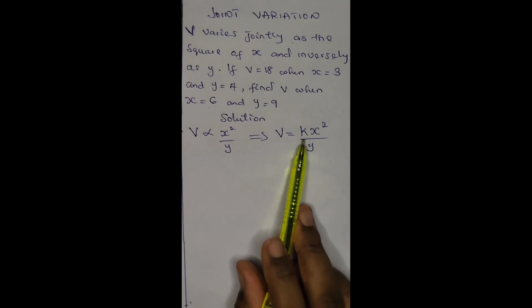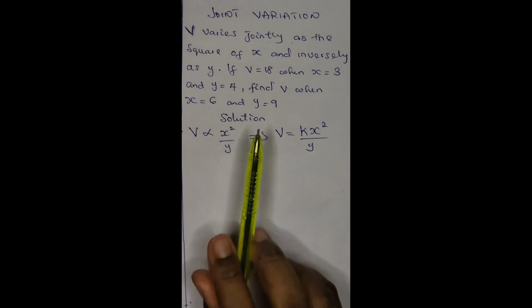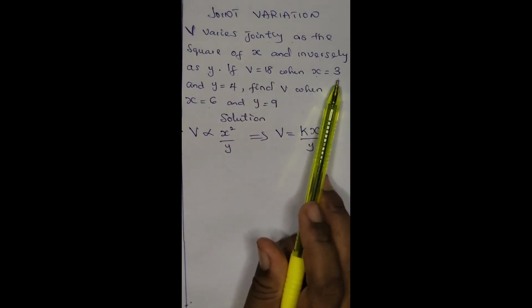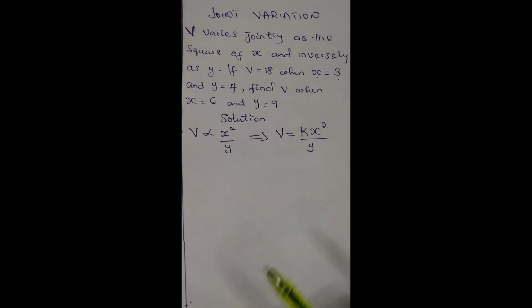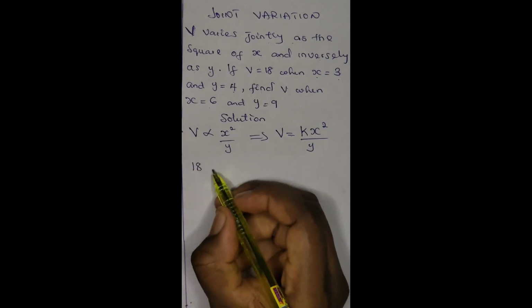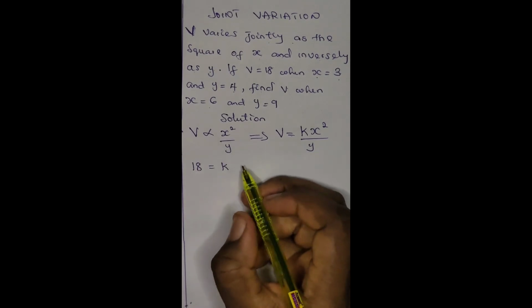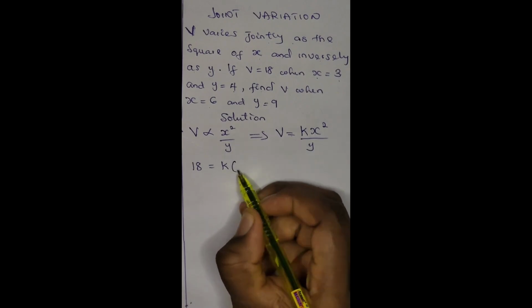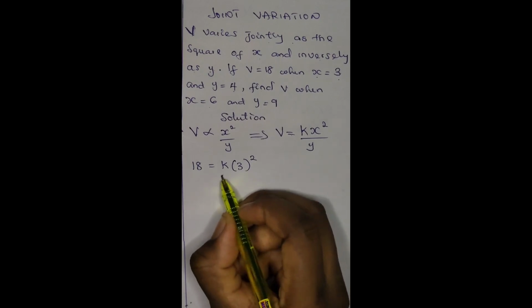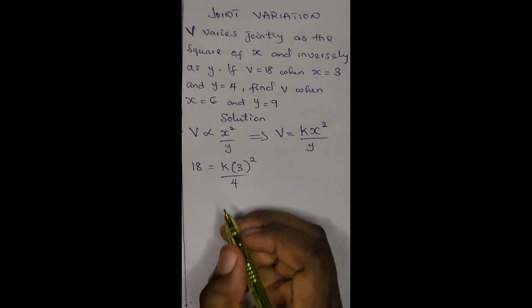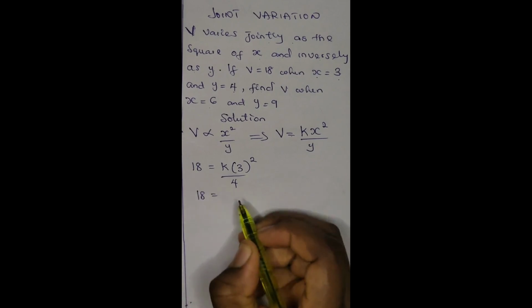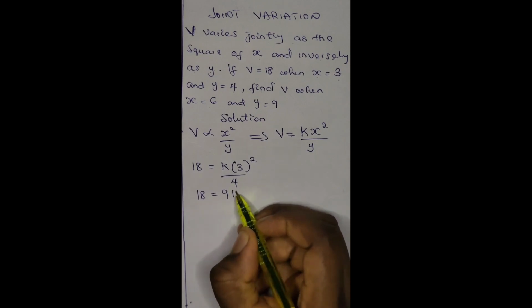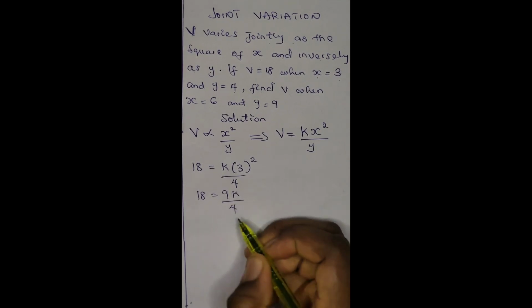So for us to get the value of our constant, we'll be using the first information, which is v equal to 18, x equal to 3, and y equal to 4. So v is 18. Our x is 3. Remember, x is squared, so we have 3 all squared. And our y is 4. This will give us 18 equal to 3 times 3, which is 9, 9k all over 4.